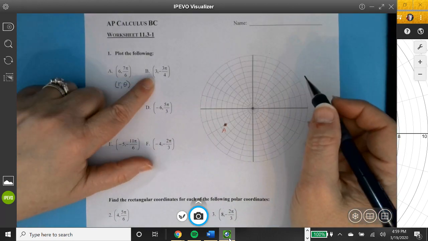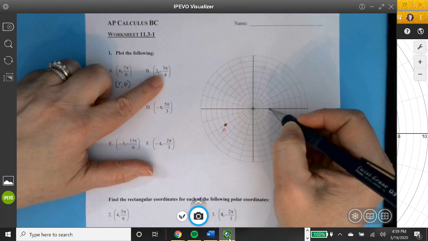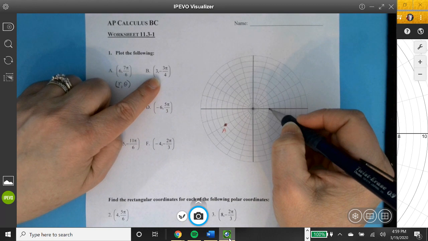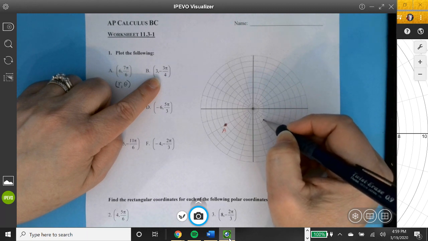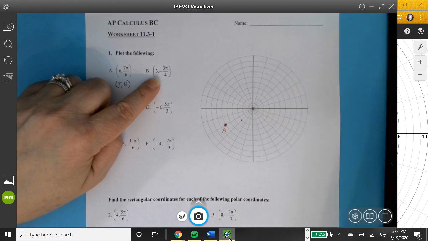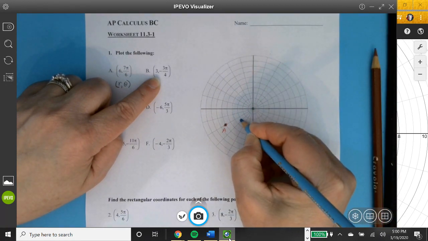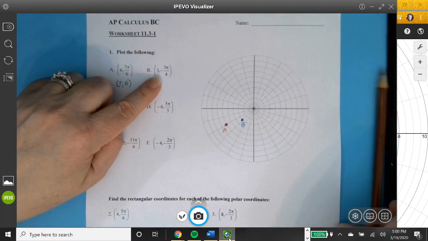All right, polar point B. We're going to go out radially, 1, 2, 3, and then we're going to rotate negative 3 pi over 4. So negative 3 pi over 4, instead of rotating counterclockwise, we're going to rotate clockwise. So we're going to go right into the middle, right here. Well, let's make that a color. Let's make it blue. B for blue.